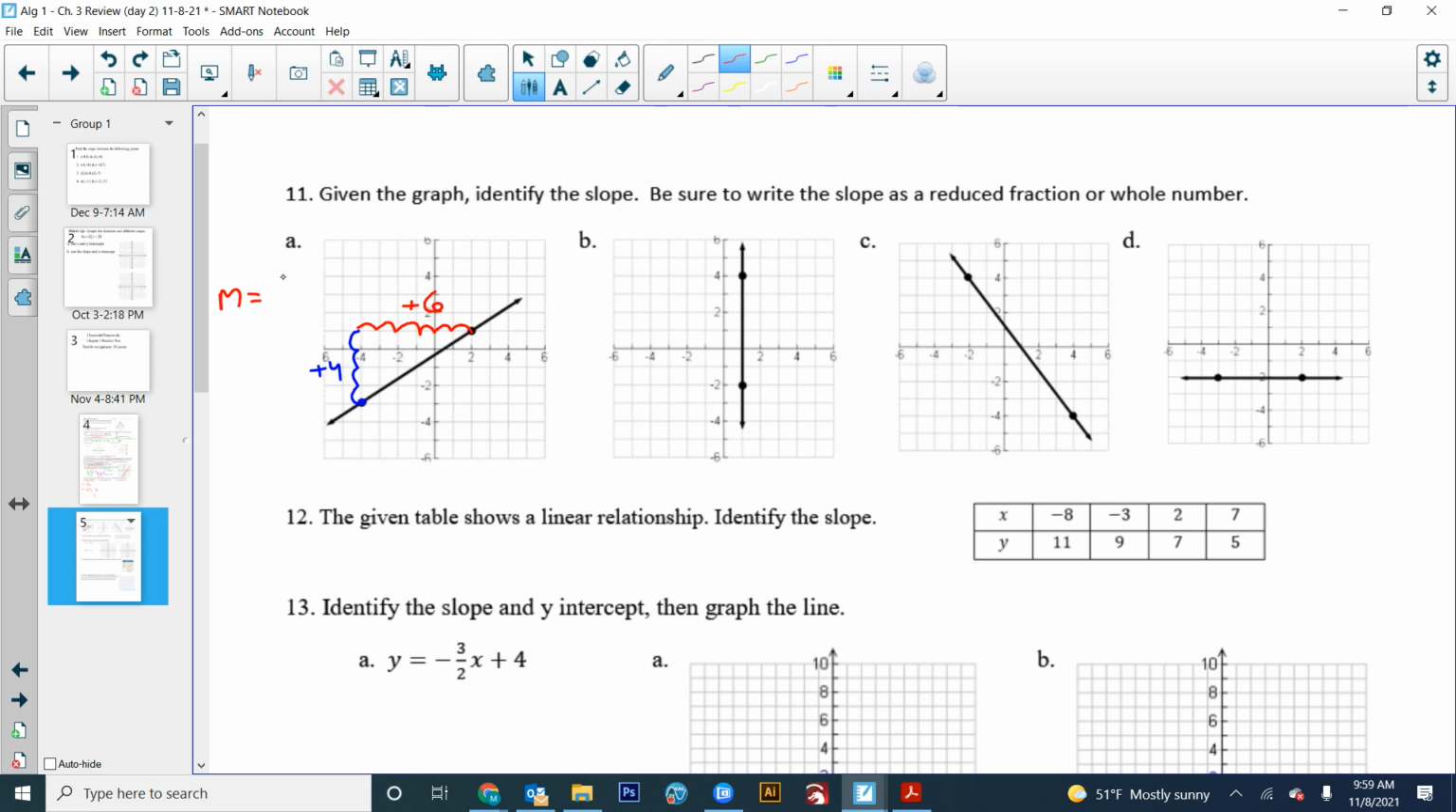4 over 6. Don't do 6 over 4. It's rise over run. 4 over 6, which reduces to 2/3.